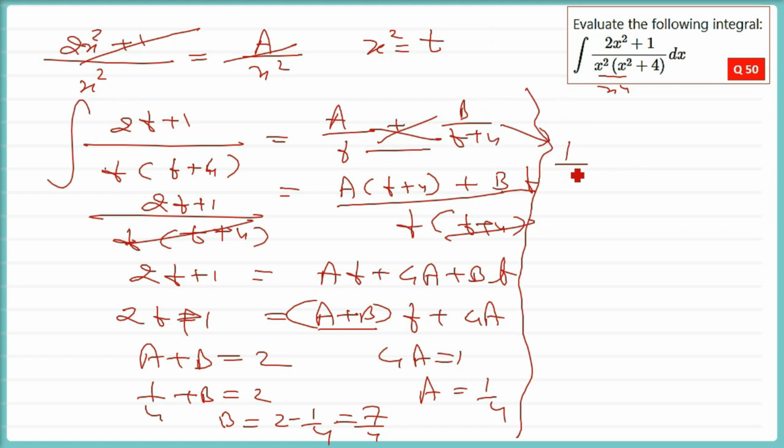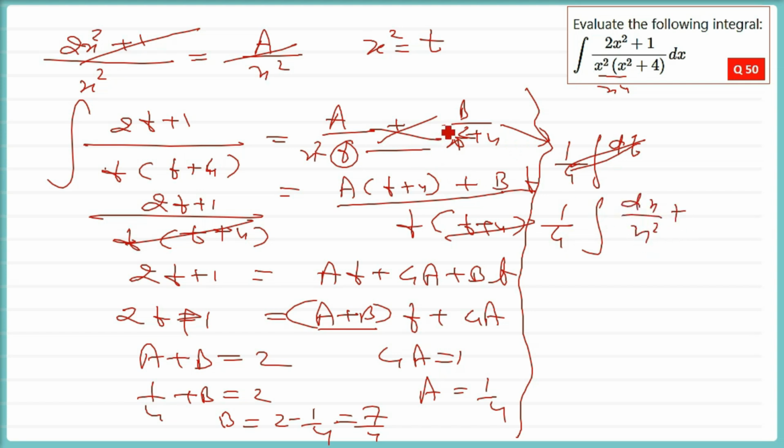A divided by t is 1 by 4. And then integration of what? You are not going to write dt or so on. Because x square equals t is just a different way of calling a person, a different name. You're not replacing it actually. You're just trying to know x square as t.